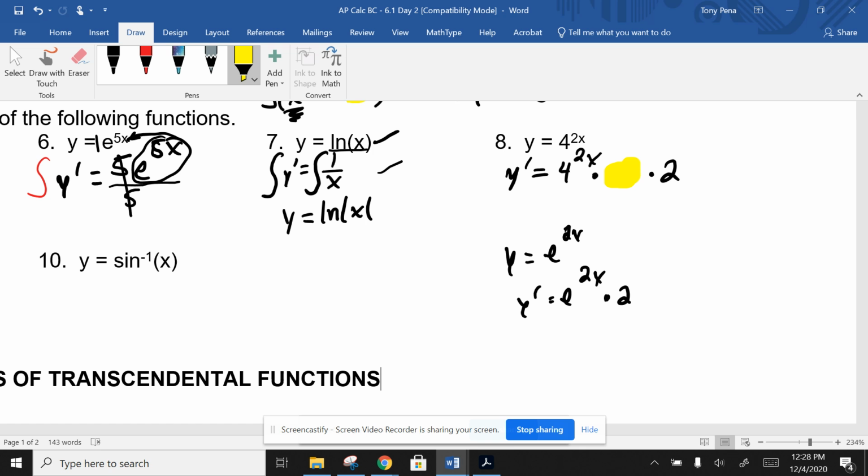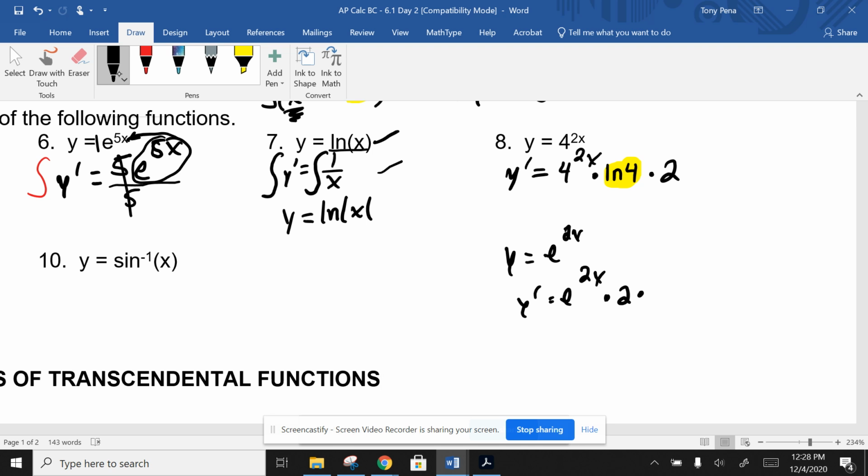But then remember how there was this third part? There was a second part to this here in the middle. And what we multiplied by also was the natural log of whatever the base was. And in this case, that base is a 4. So that's our derivative.